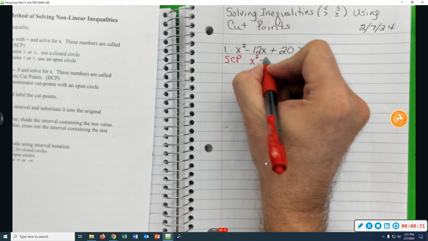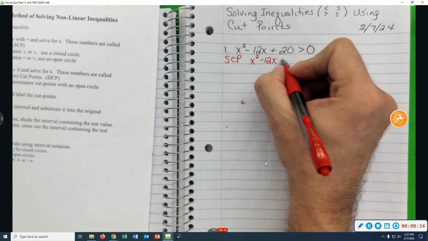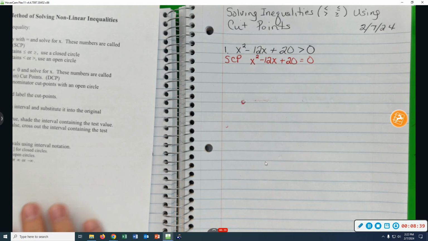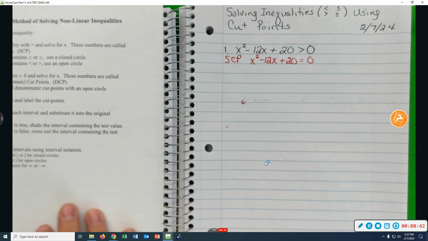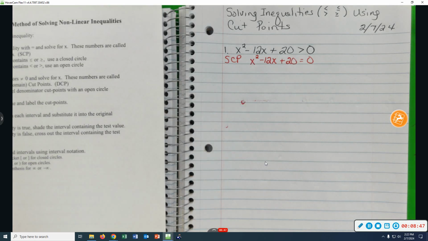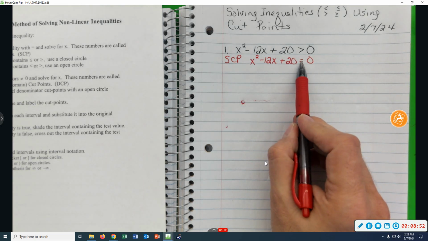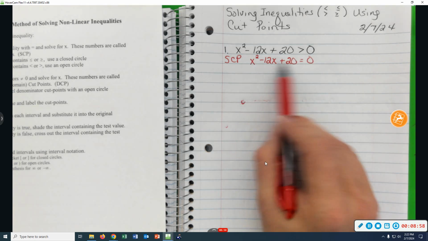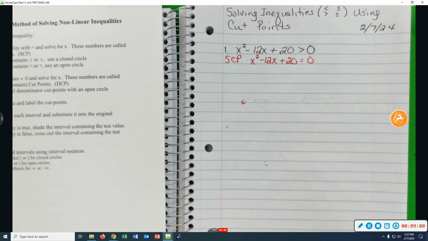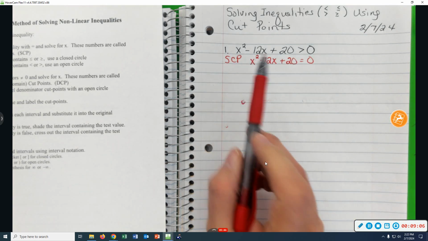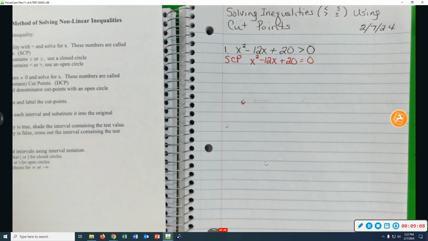x squared minus 12x plus 20 equals 0. I'm finding what's called the solution cut points using step 1 of this cut point method. Well, do we know how to solve an equation like this? Now we have an equation. Red is equation, the black is an inequality. Have we discussed how to solve an equation like this? Well, yeah. This is an x squared, so this is a quadratic equation. Factor it or use the quadratic formula.